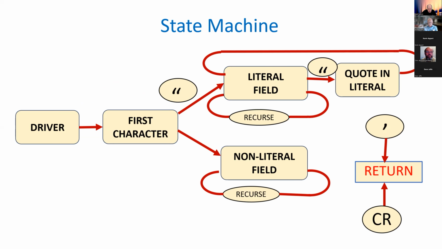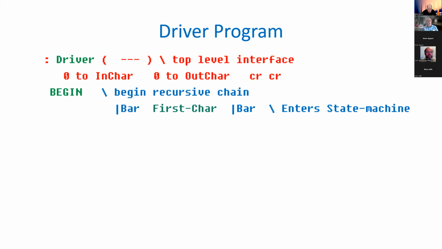So let's look at the actual components in Forth. First is the driver program. The first line says the in character is initialized to 0. The out character is initialized to 0. This sets up our parsing. And now we begin the recursive chain. This little word called vertical bar is delimiting just for diagnostic and display. It helps us, as we'll see later, looking at the output.